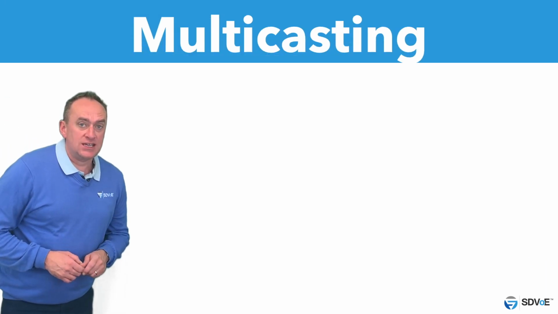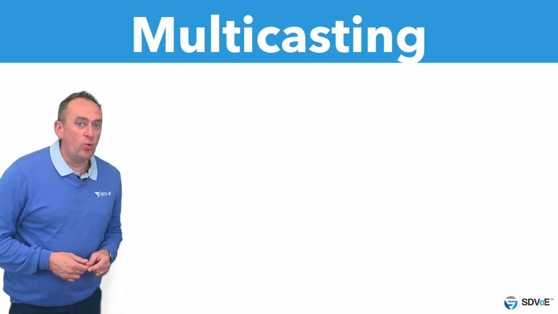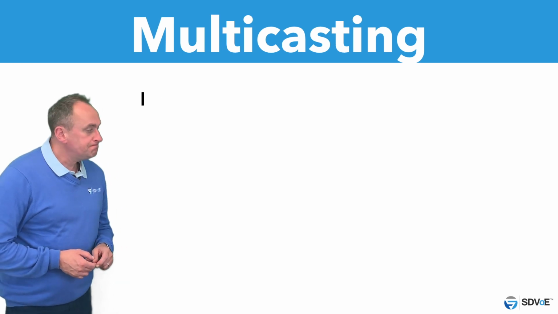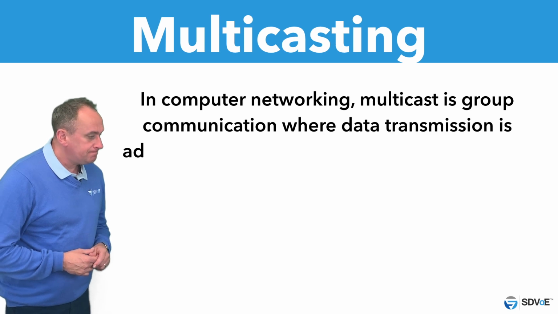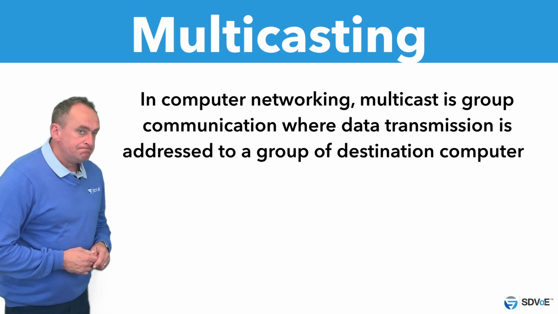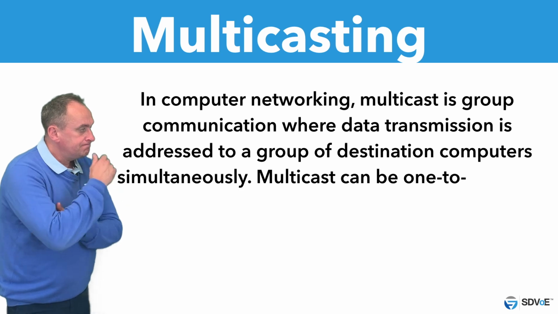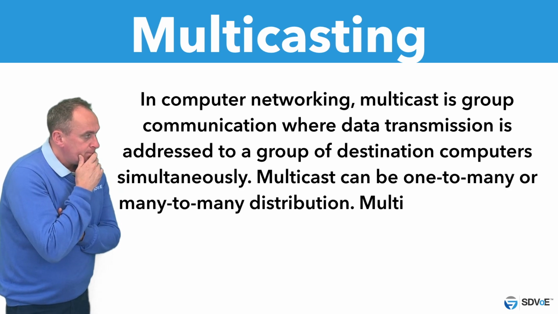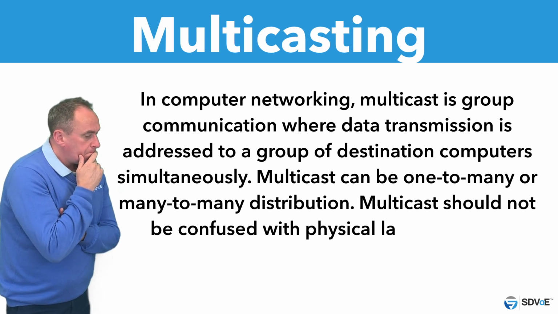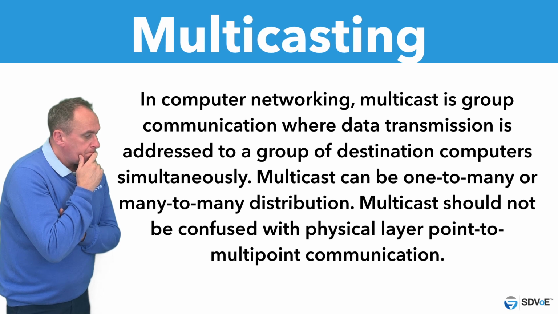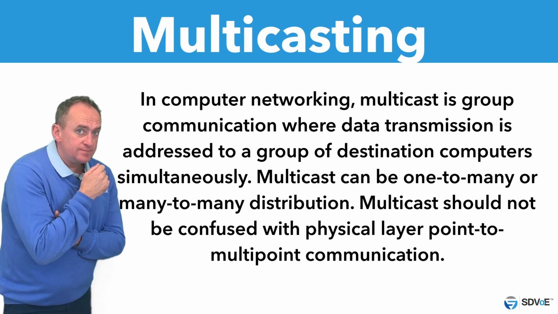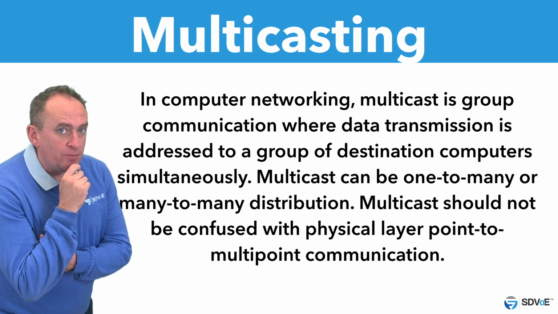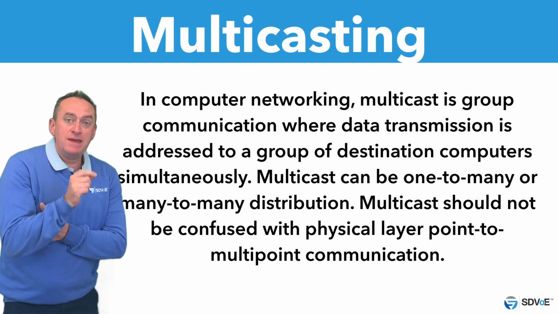Googling multicasting isn't necessarily always very helpful. In computer networking, multicast is group communication where data transmission is addressed to a group of destination computers simultaneously. Multicast can be one-to-many or many-to-many distribution. Multicast should not be confused with physical layer point-to-multipoint communication. Any wiser? No, I didn't think so. I tell you what, let's make it simple.